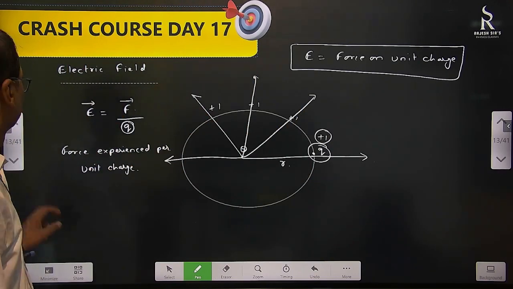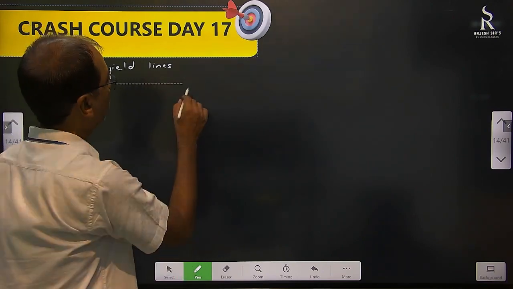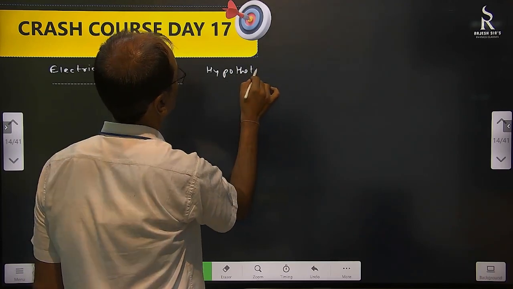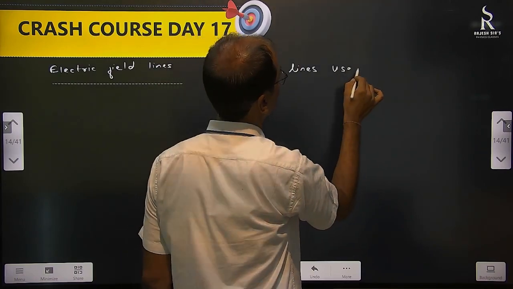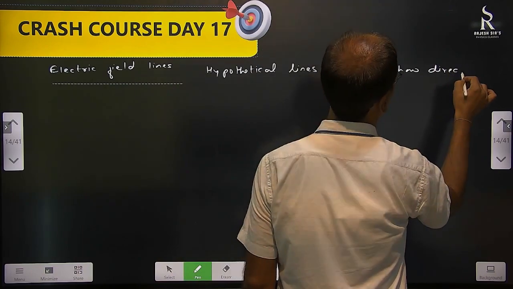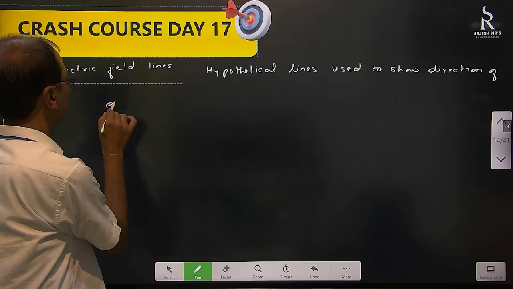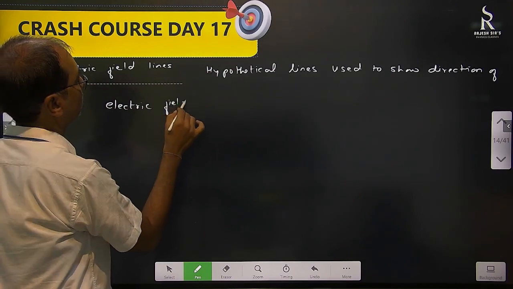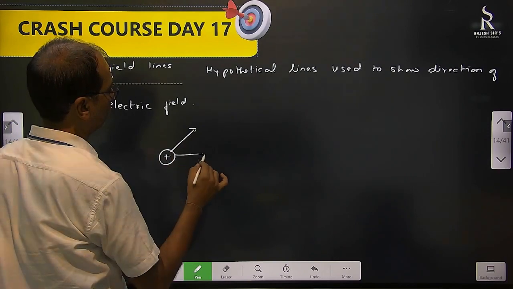Okay, so then electric field lines. Electric field lines are what? Hypothetical lines used to show the direction of electric field. Now, as we said, if positive charge is here, then the electric field will be outside it like this.